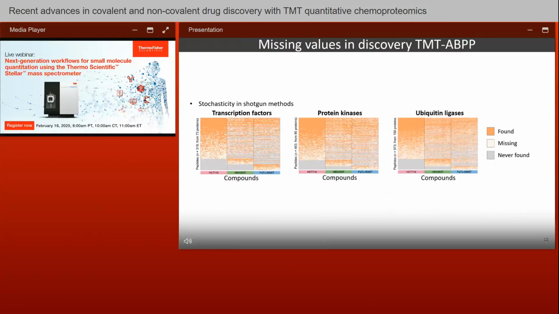So everything looks amazing, right? What are the challenges that we need to address to really make it perfect?